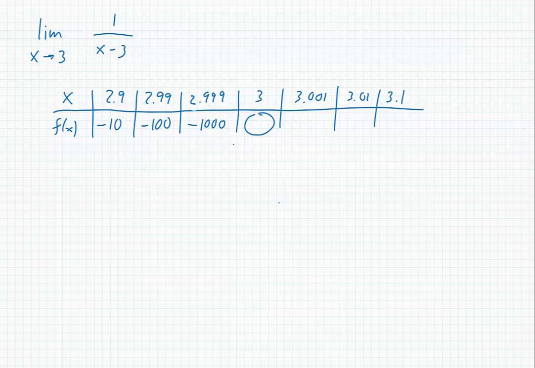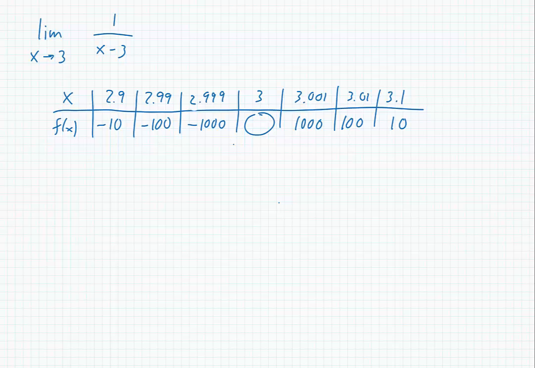On the right hand side, if we start way over at 3.1, we'll get 10. At 3.01, we'll get 100. And at 3.001, we'll get 1000. So again, it doesn't look like we're getting close to any particular number. It looks like these numbers are getting larger and larger and larger.